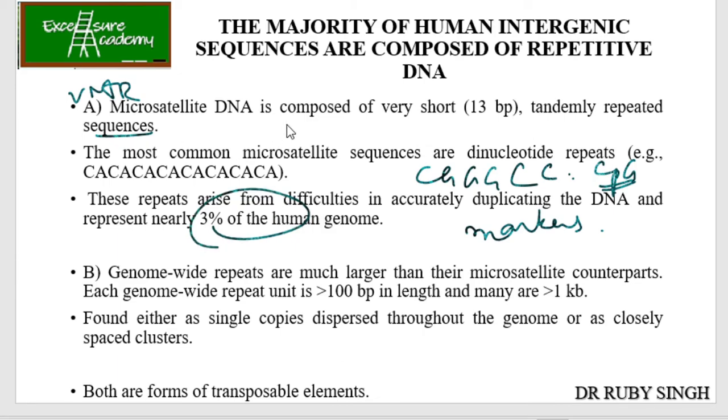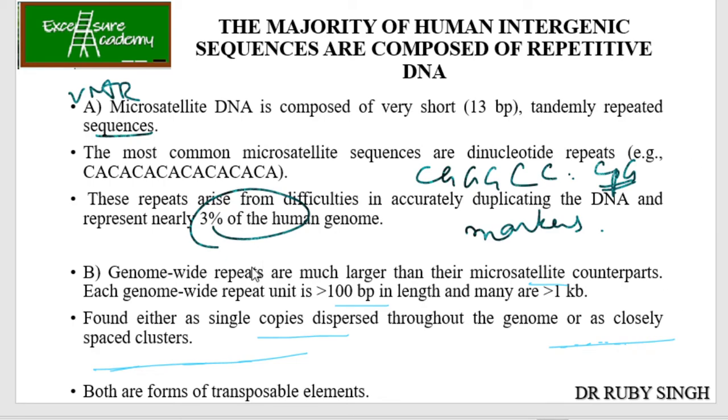is having the repeats. Now talking about the genome-wide repeats, here the sequences are going to be larger as compared to the microsatellite counterparts. It will be more than 100 base pairs. Okay, so they may be found either as single copies dispersed throughout the genome or as closely spaced clusters. So what does this mean? Either in the entire genome, in a few spaces you can see them, or in a genome continuously this cluster will be seen. Okay, so this is how your genome-wide repeats are present.